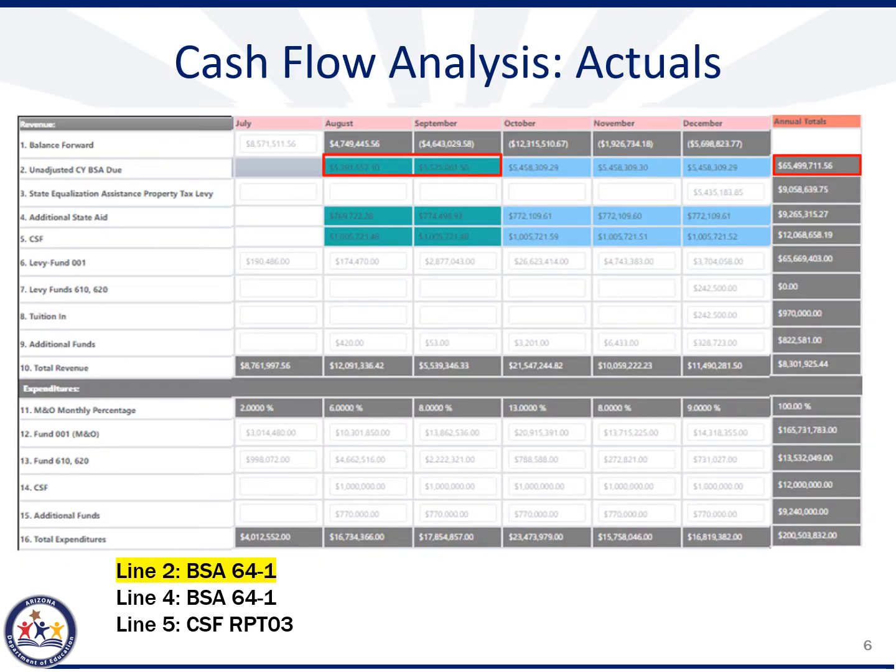As I mentioned, the teal boxes are actual distributions, so depending on where we are in the fiscal year, when your LEA submits a request, the teal boxes will populate with actual distributions of basic state aid, additional state aid, and classroom site fund. These are not things you need to fill in, but they help determine the amount of advance, if any, the LEA may be awarded. Line 2 for the unadjusted current year basic state aid amount due is from the BSA 64-1, and we will look at that report on the next slide.